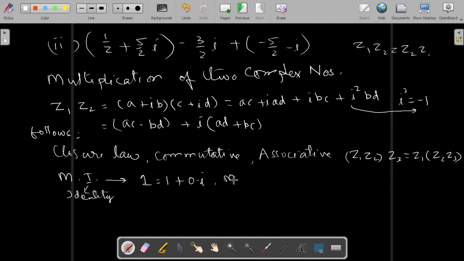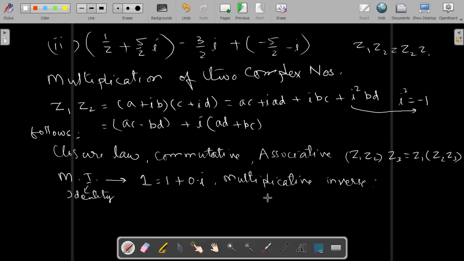Then multiplicative inverse. Multiplicative inverse means the number which, when multiplied with the given number, gives you 1. That is the multiplicative inverse.